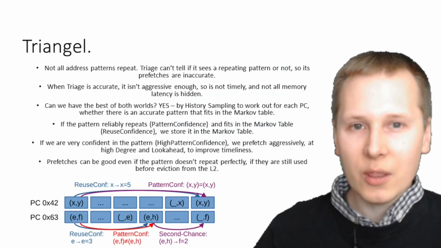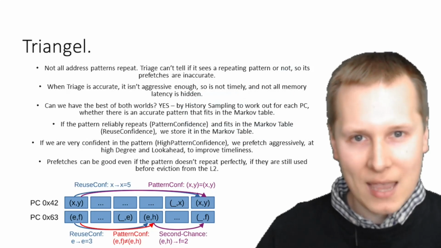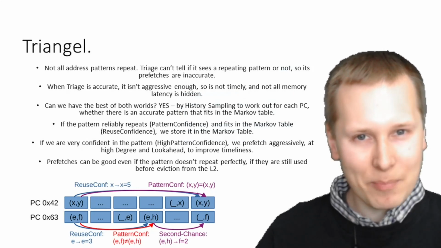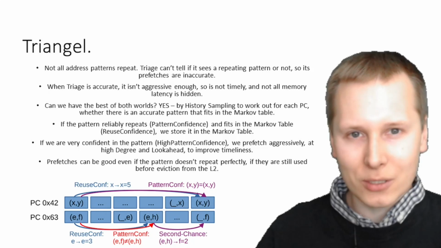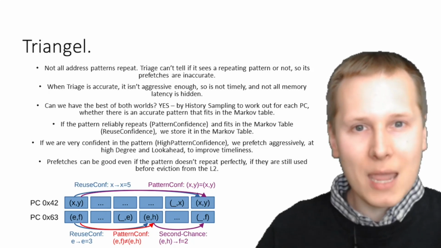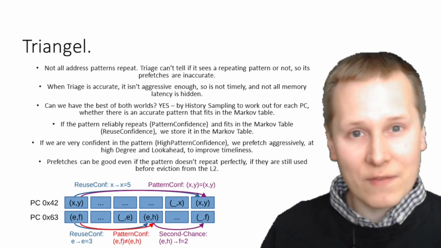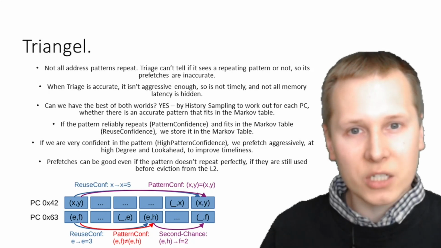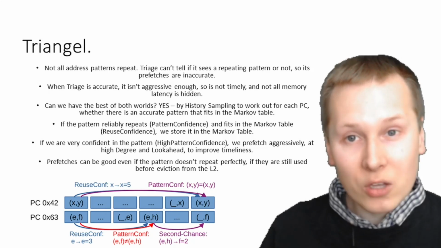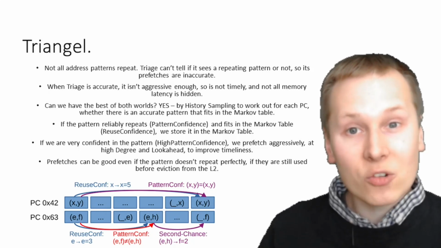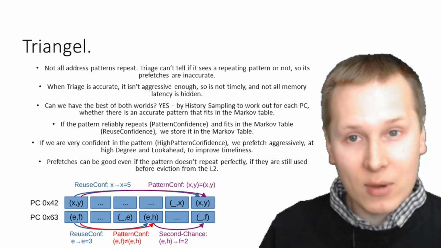Now, the problem with just blindly storing and replaying address pairs is that addresses might not actually repeat, right? And Triage has no way of telling whether the addresses it's storing are going to repeat or not. It may be storing lots of completely pointless metadata, or it may be generating lots of prefetches that are completely incorrect and just generate bad traffic to DRAM. On the flip side, because Triage doesn't know when it's accurate or not, it isn't aggressive enough either. So when it is accurate, it doesn't prefetch far ahead enough to hide all of memory latency.